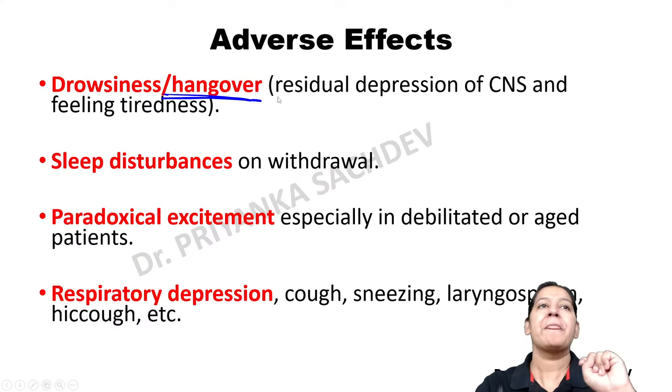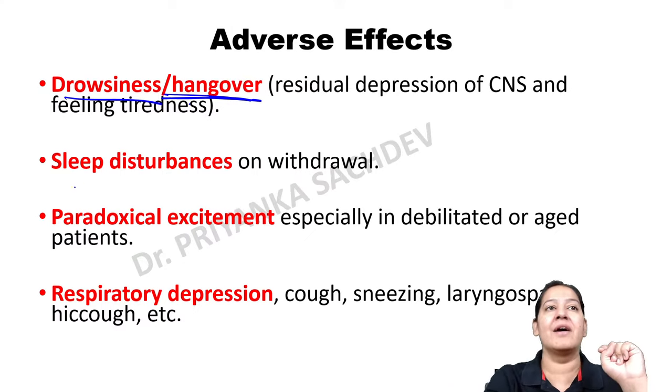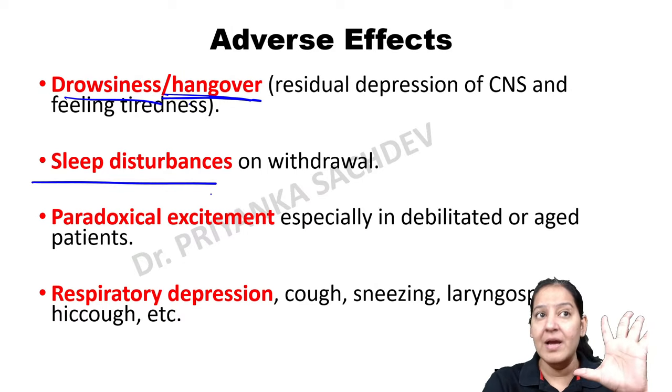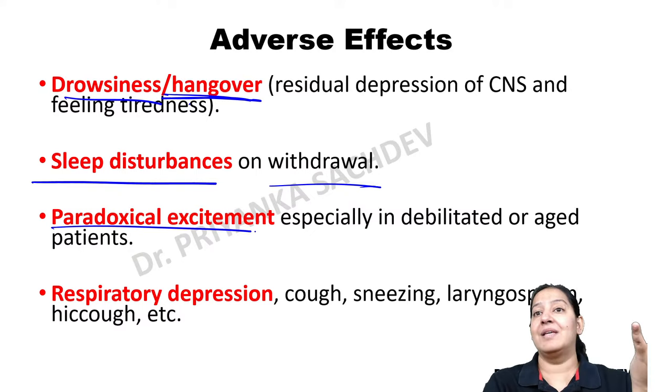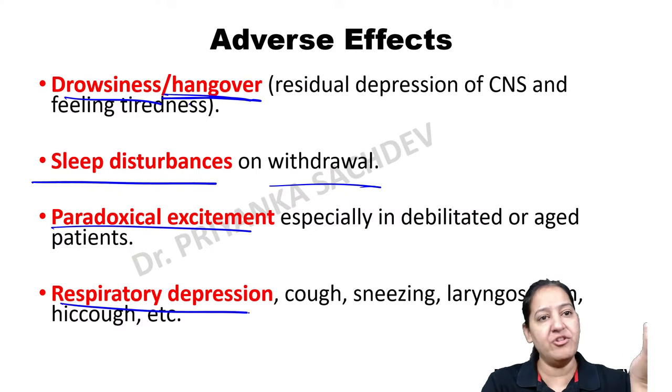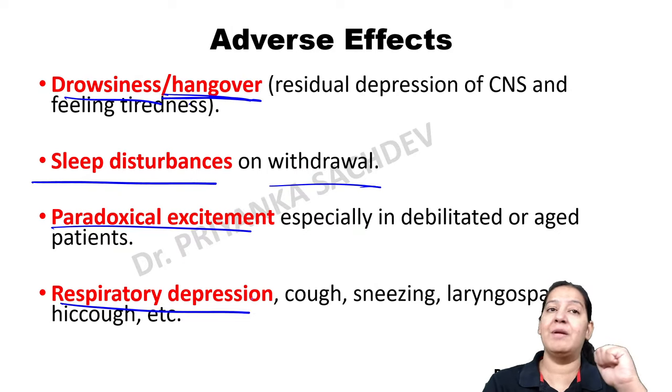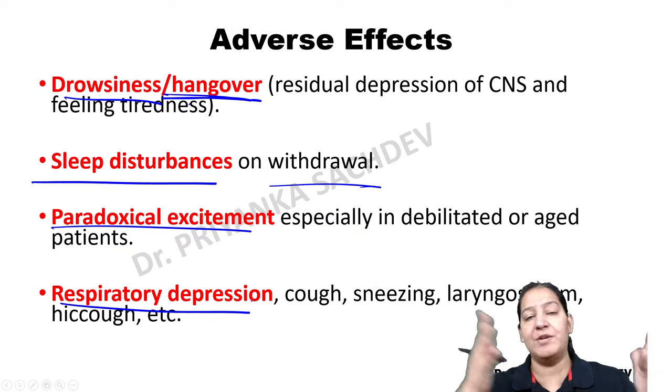Don't give barbiturate. So hangover is there, drowsiness is there, sleep architecture is disturbed, and sleep disturbance on withdrawal, right? Paradoxical excitement is there sometimes in aged patients. Depression ki jagah excitement ho jayega. Respiratory depression is there. In high doses, respiratory depression can be there. Person can't breathe and can die.